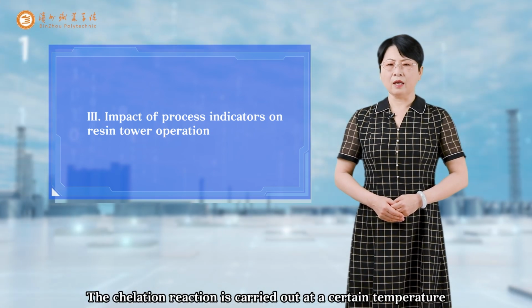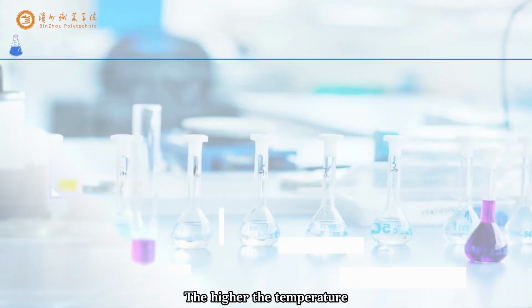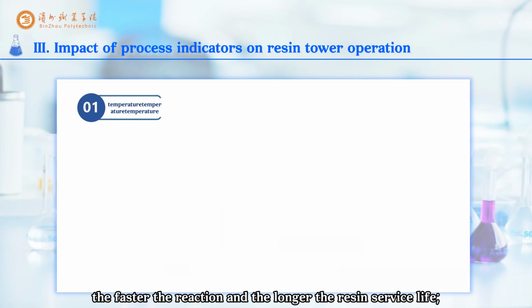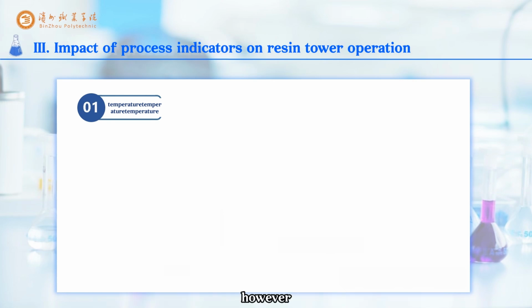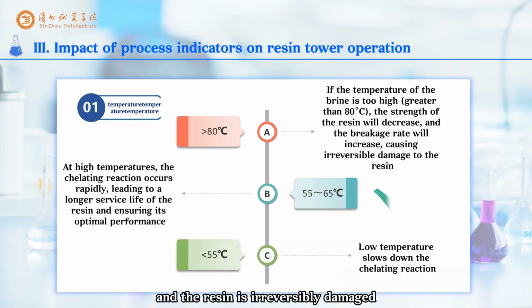Temperature. The chelation reaction is carried out at a certain temperature. The higher the temperature, the faster the reaction and the longer the resin service life. However, when the temperature exceeds 80 degrees Celsius, the resin strength decreases, the breakage rate increases, and the resin is irreversibly damaged. Control range: 55 to 65 degrees Celsius.